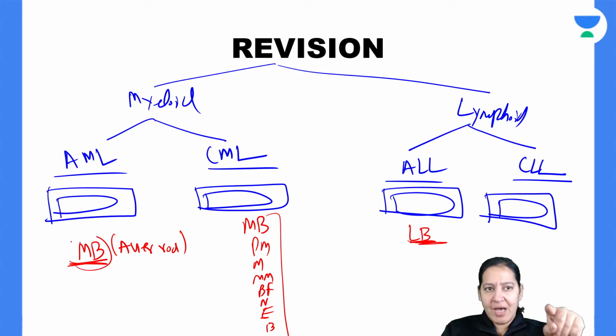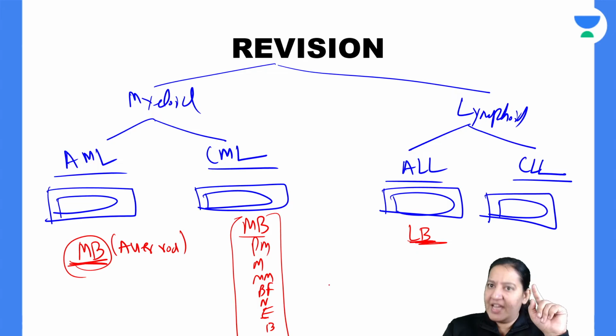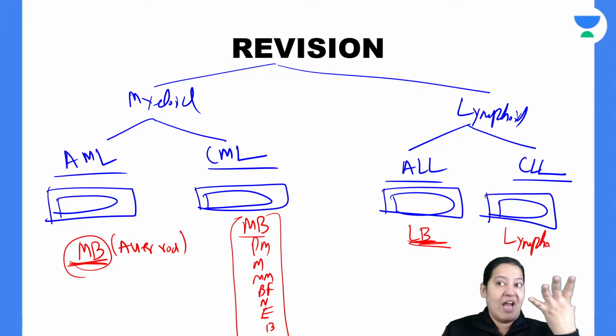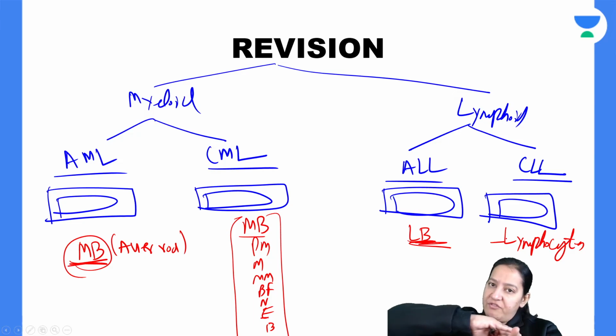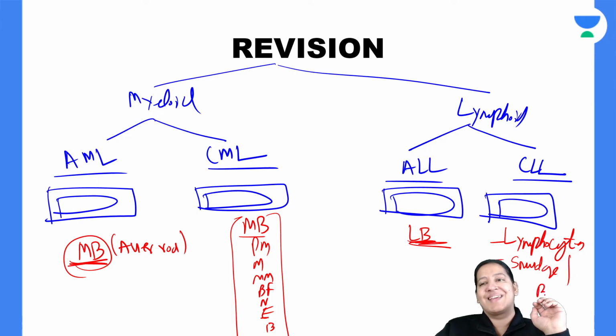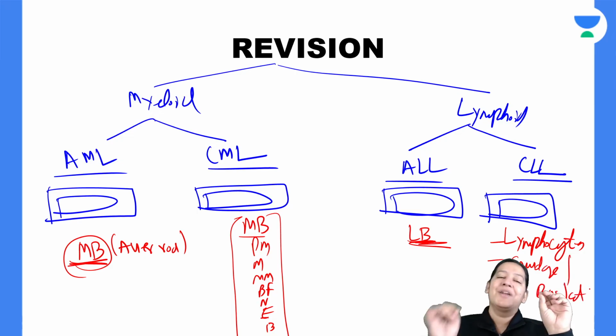Here it was myeloblast, here it was myeloblast along with everything. Here it is lymphoblast, but here there is no blast. Here you will get mature lymphocytes, which are abnormally fragile. So since they are fragile, during the formation of the slide, they just burst out, and this results in the formation of the smudge or basket cell.